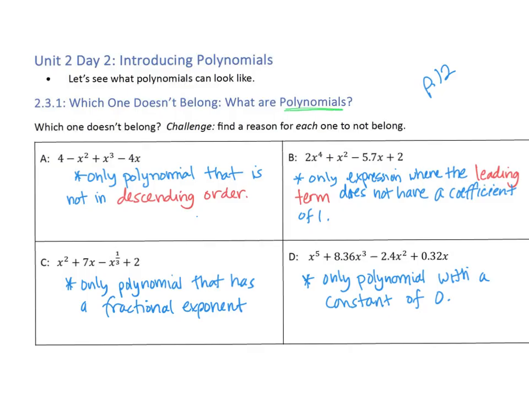These are all polynomials, by the way. So this is the only polynomial that is not in descending order. That's a vocabulary word I would love for you to know. Descending order means you start with the highest degree, the highest exponent, then you go to the next highest exponent, the next highest exponent. So we have x to the third power minus x squared minus 4x plus 4. So this would now be in descending order. That was the only polynomial not in descending order.